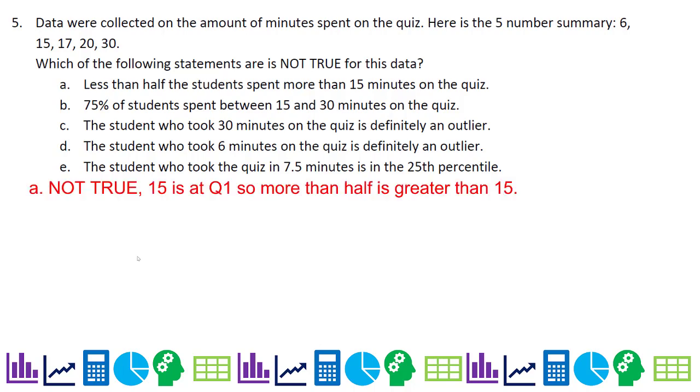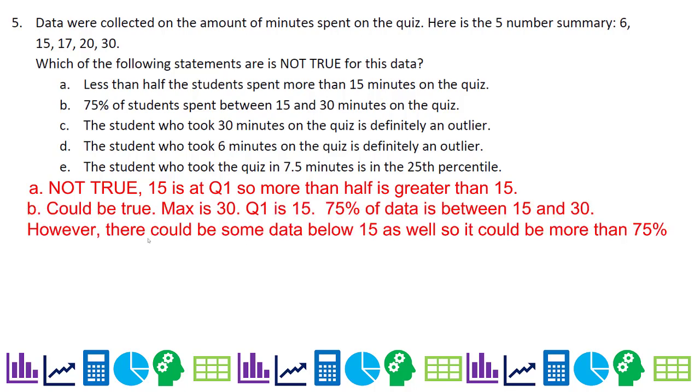So we know that A is not true. 15 is at Q1, so we know more than half is greater than 15, or at least 15. We know that 50% of kids got 17 or higher, 50% got 17 or lower. So we know that at least half spent more than 15 minutes, so that statement is not true.